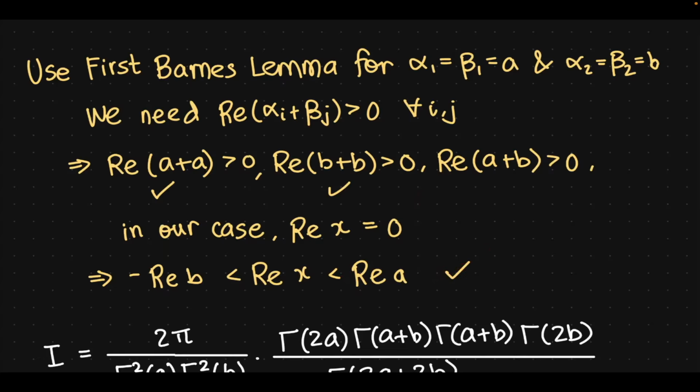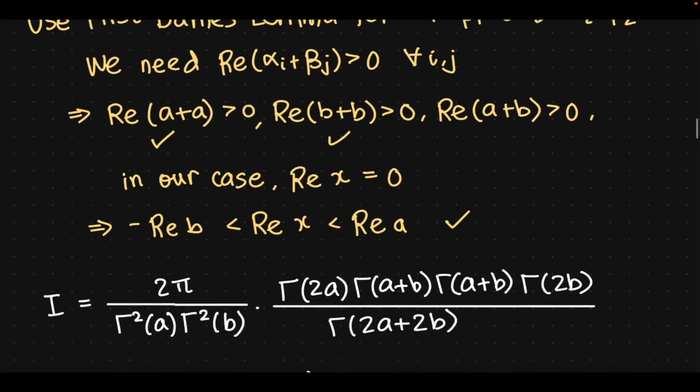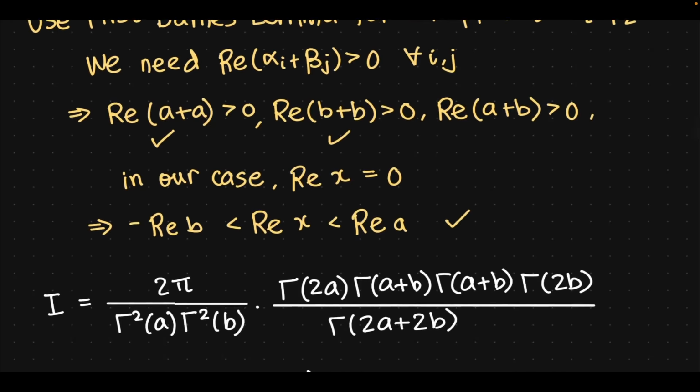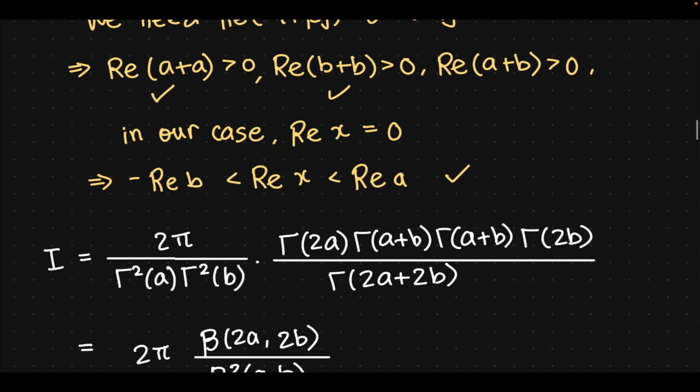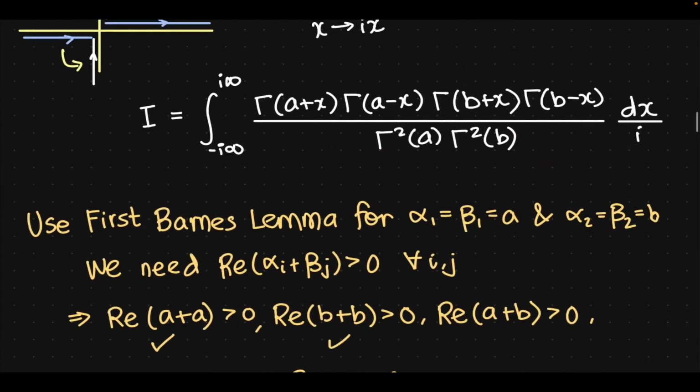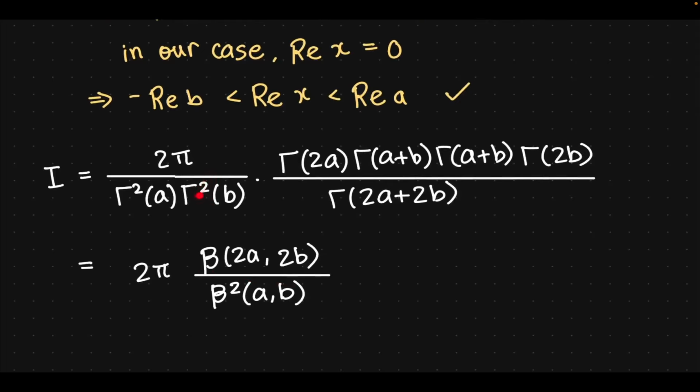So, even our region of convergence, our window, our standard choice for the analytic gamma function on the positive half plane, it works. And we can just use the right-hand side of the first Barnes lemma to evaluate this integral. And we get I equals 2 pi divided by gamma squared a gamma squared b times gamma of 2a, gamma of a plus b, gamma of a plus b, gamma of 2b divided by gamma of 2a plus 2b.